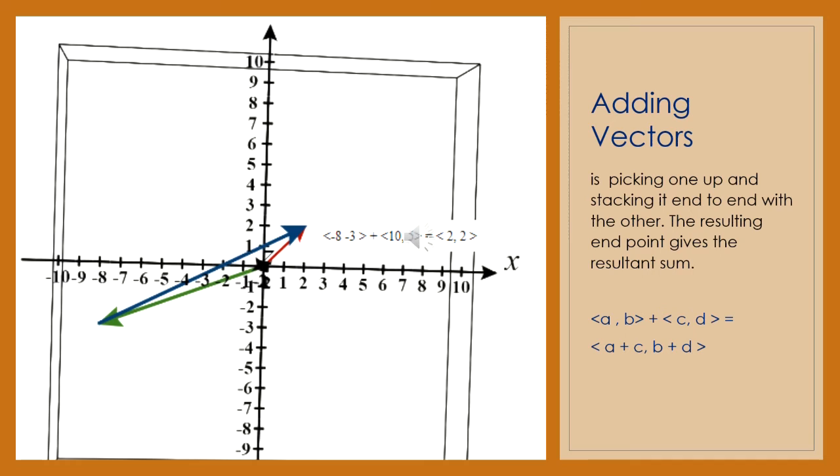We call that the resultant. So whenever you do some sort of arithmetic with vectors, the answer is called the resultant, but usually that term is used when you're adding vectors.